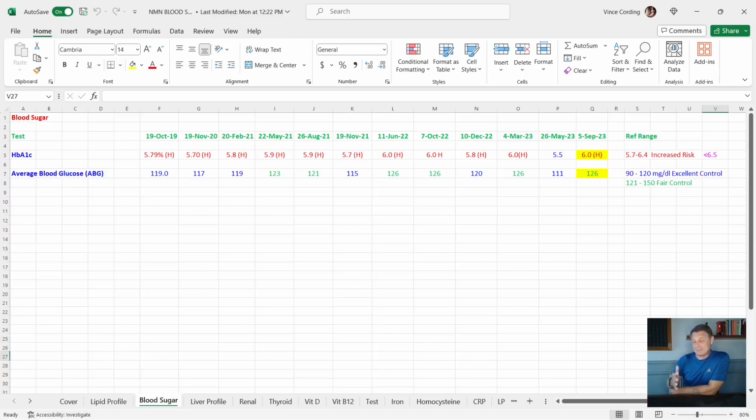The next time I get my blood tested, which is in about 2 months, I'll have been taking 1 gram a day of metformin. I'm hoping it's going to drop down again somewhere in this 5.5 range. My average blood glucose is 126. That's in the fair control. And again, I'm hoping after another 2 months of metformin, 1 gram a day, it's going to drop down into the excellent control, which is where it was before, which is the 111. So that's it for my blood sugar.